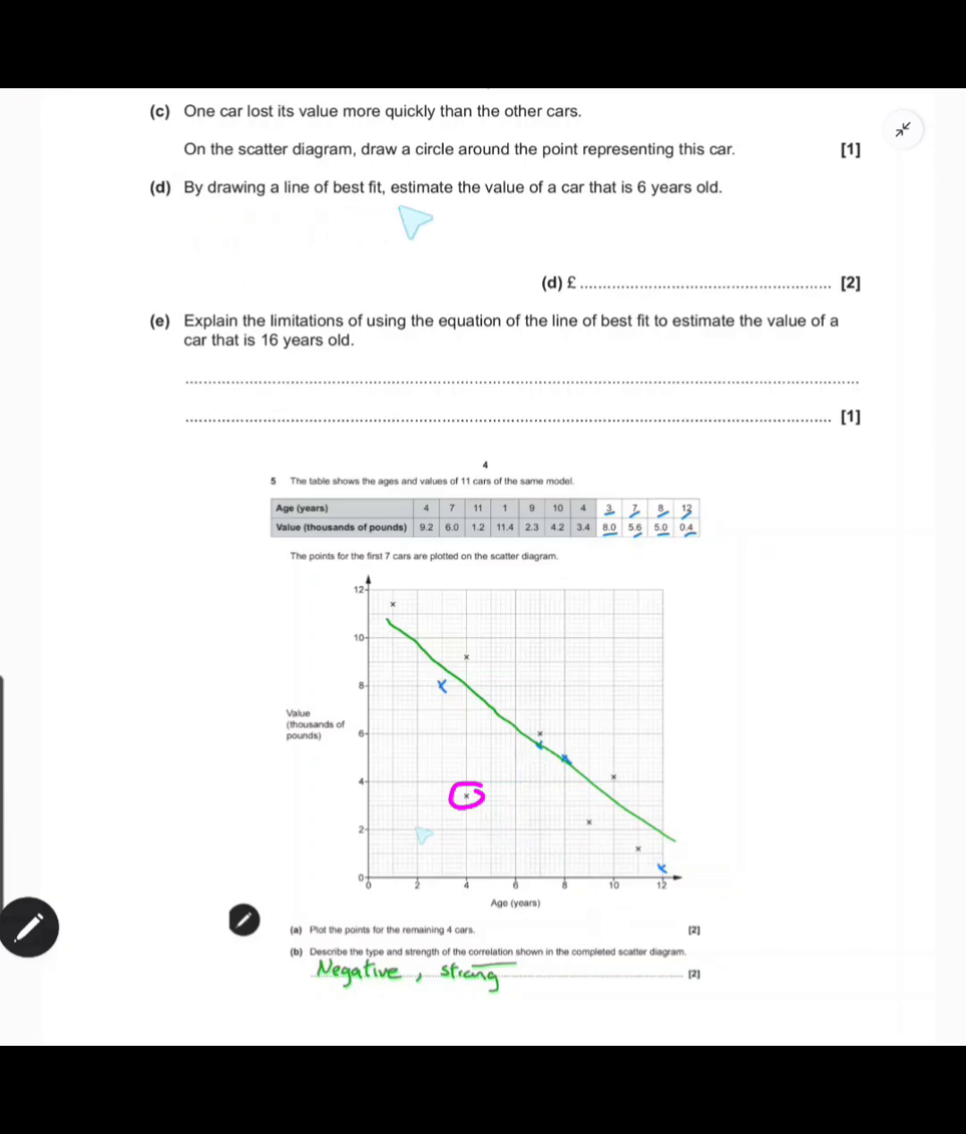It says by drawing a line of best fit, estimate the value of a car that is 6 years old. Well, my line of best fit is kind of okay. It should be using a ruler for this, but it's certainly in the right place. Find 6 years old. Read up to the line of best fit and across to the value. I think that's somewhere around £6.4 thousand. Remember, we were counting up in 0.2s, so 6.2, 6.4, 6.6, something like that, depending on your line of best fit.